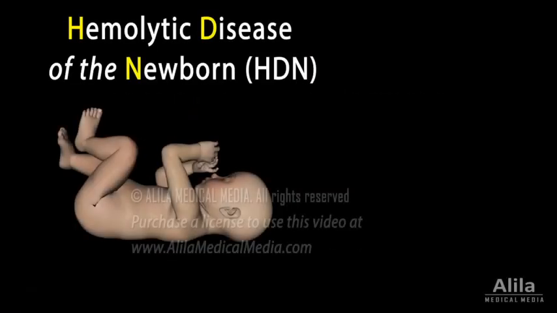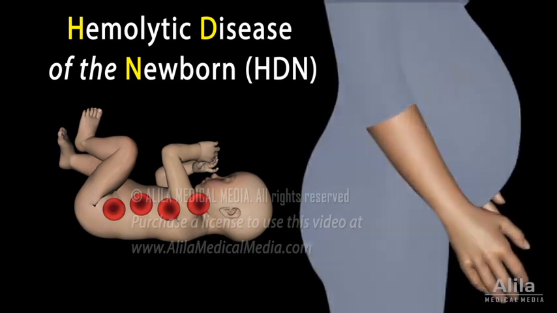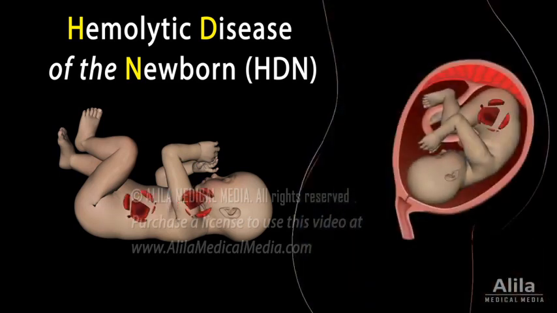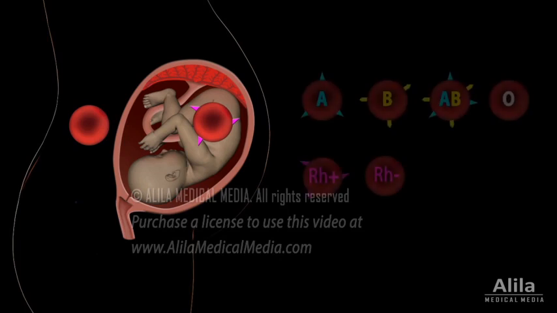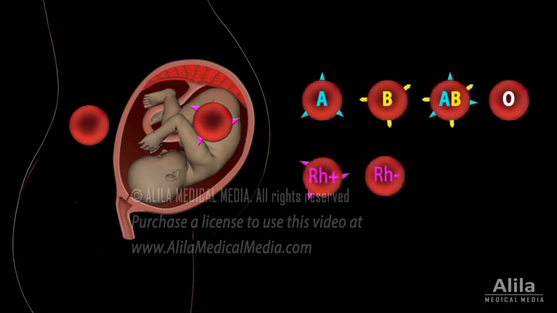Hemolytic disease of the newborn, HDN, is a condition in which red blood cells of a newborn infant or a perinatal fetus are destroyed prematurely, resulting in anemia. HDN occurs when the blood types of the mother and baby are incompatible. A blood type refers to the presence or absence of a certain antigen on the surface of a person's red blood cells. Incompatibility happens when the baby has an antigen that the mother does not have.